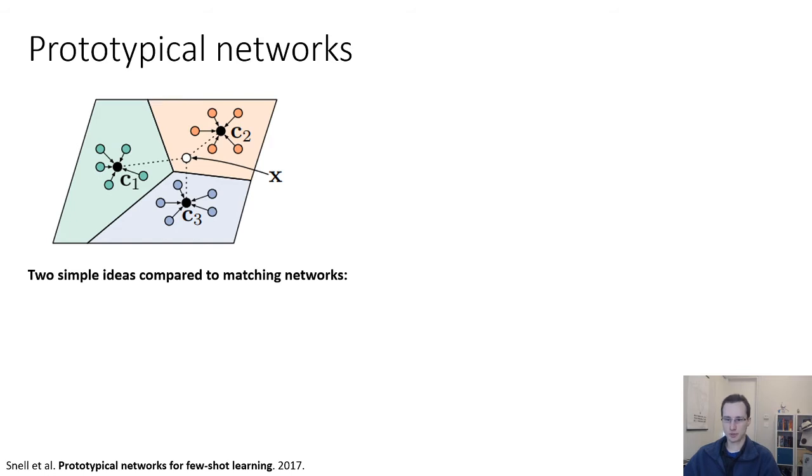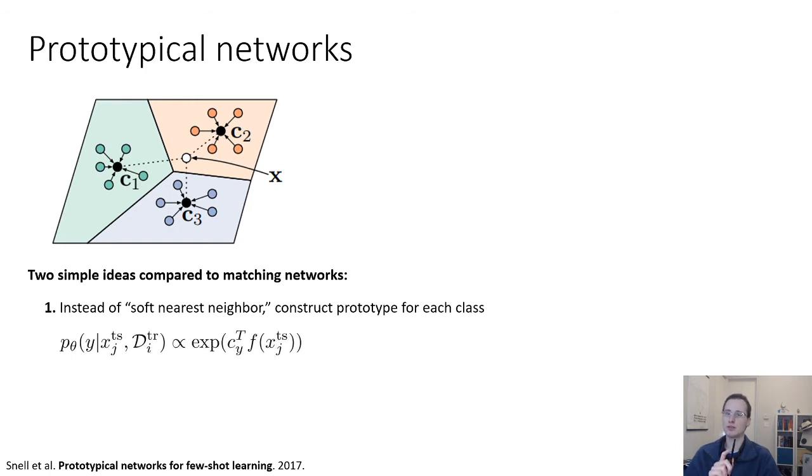So prototypical networks can be viewed as matching networks with two simple modifications. The first modification is that instead of doing a soft nearest neighbor, they construct a prototype for each class. So the idea is that P of y given x test is now given by a softmax over prototype vector c_y. You still embed x test with an embedding function f, but then instead of taking its dot product with g of x train k for every x train k, you take its dot product with c_y, where c_y is just the average of the embeddings of all the x train k's.